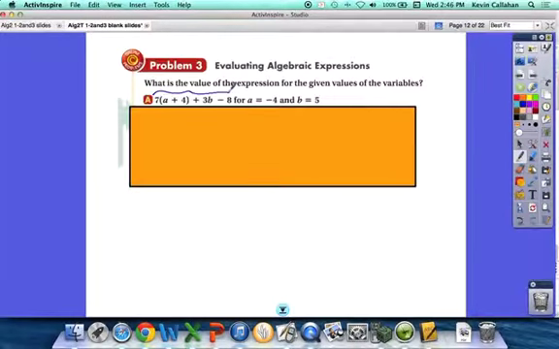What does that equal if a equals negative 4 and b is 5? See what you get. Do it. Wake up. Okay. Looks like you were sleeping.